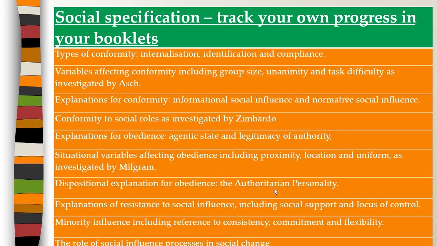This is the social specification, and this is in your booklet. You look at types of conformity, variables affecting conformity, and there's a study by Asch. Explanation for conformity, conformity to social roles. There's a study by Zimbardo. Explanations for obedience, situational variables that affect obedience, and a study by Milgram that's named on the spec. Dispositional or personality explanations for obedience, explanations for resistance to obedience and conformity, minority influence, and the role of social influence processes in social change.